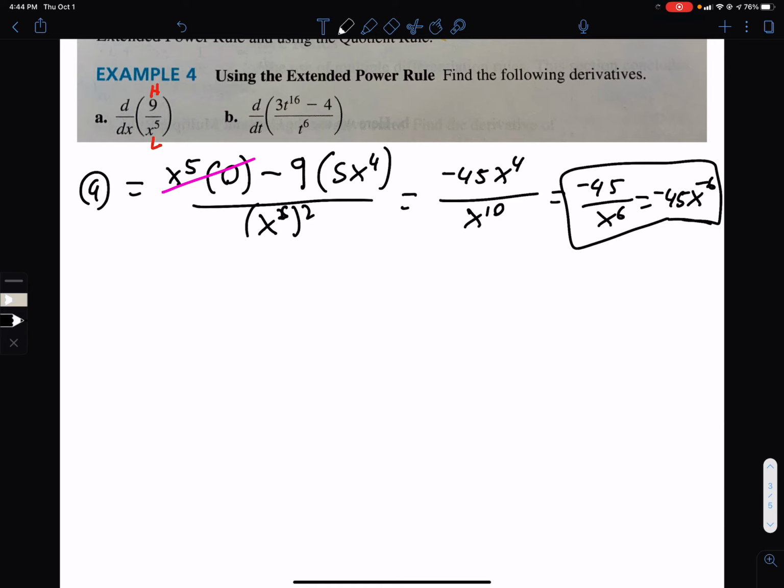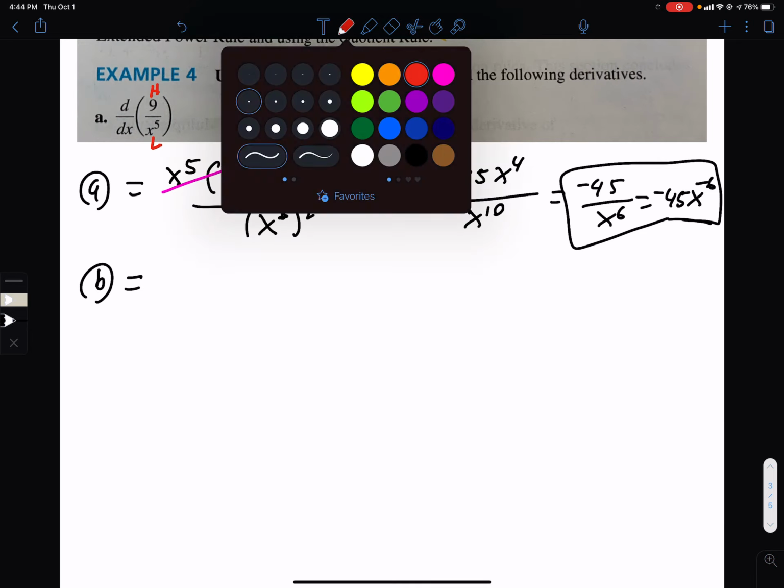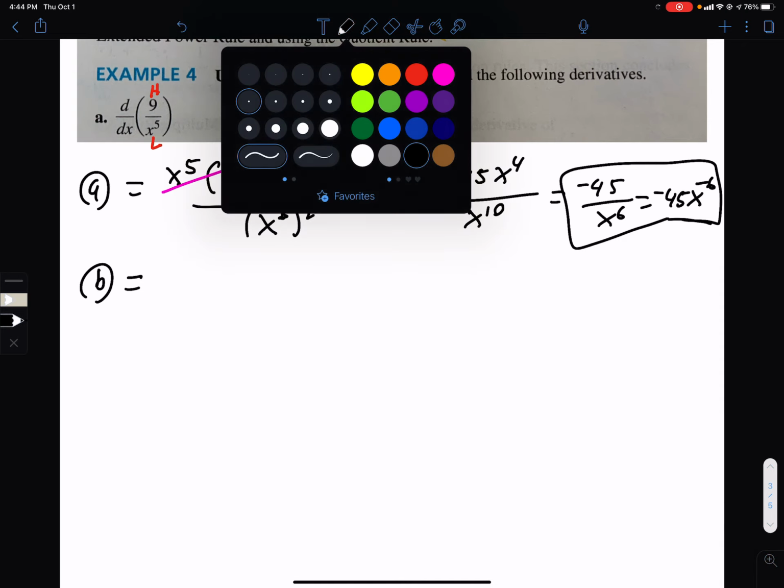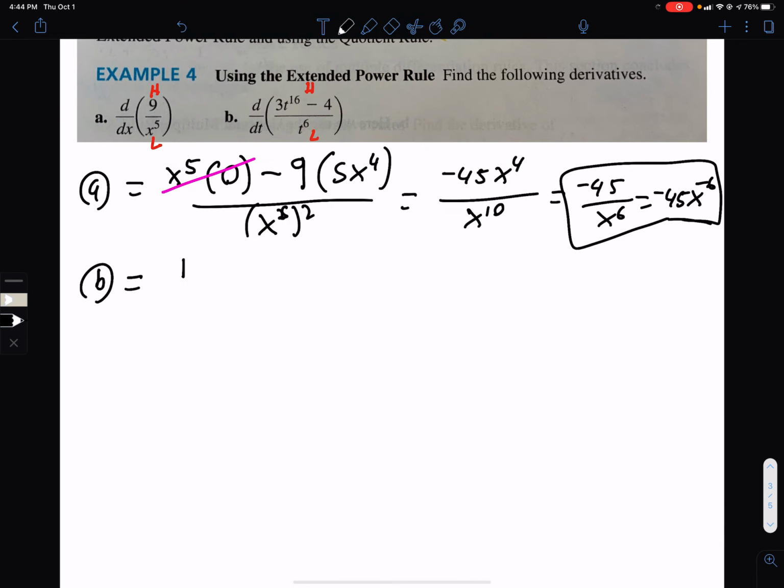All right. Uno más. I will do B. We're getting crazy stuff here. It's going to get more complicated, so please keep up with us. We have a quotient rule. We have a high function and a low function, so we're going to do the same low d high. So low is t to the sixth. The d high, we move the 16 out in front and decrease the power by 1.